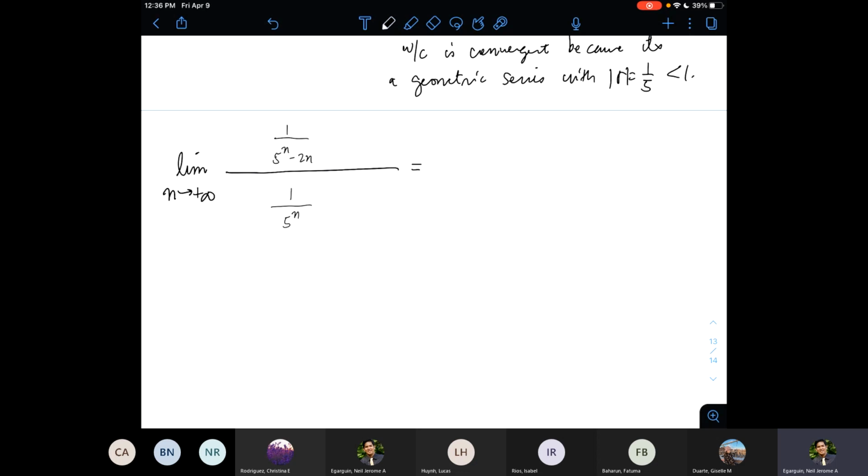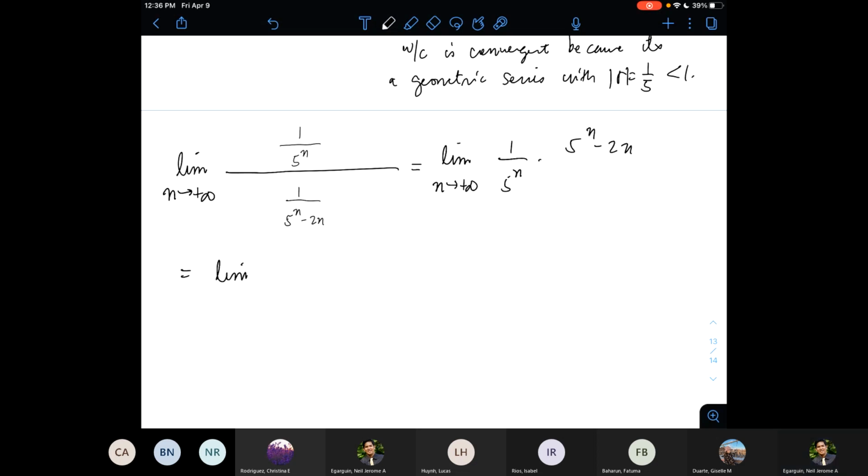Yeah, I think it's easier to do it the other way around. Yeah, hold on. And you will see later why it's easier to do it the other way around. Okay. Now I simplified this as 1 over 5 to the n times 5 to the n minus 2n as n goes to infinity. All right. So as a single fraction, this looks like this.